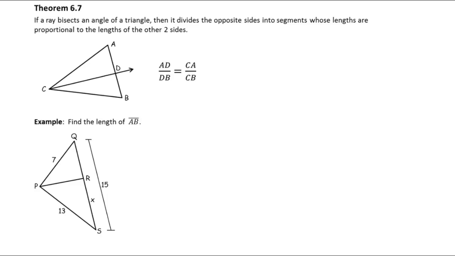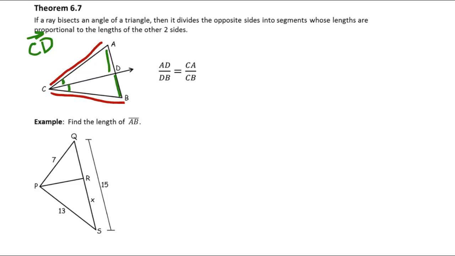If a ray, so my ray here is CD, and remember how we draw that, bisects an angle of a triangle. So we have a triangle, it's bisecting angle C. So I'm going to get two other angles here. Then it will divide the opposite sides into segments whose lengths are proportional to the lengths of the other two sides. And so that would mean this piece AD over DB, the ratio of those two segments, is going to equal the ratio of side CA over CB. So it'll be in the same ratio as the two sides.